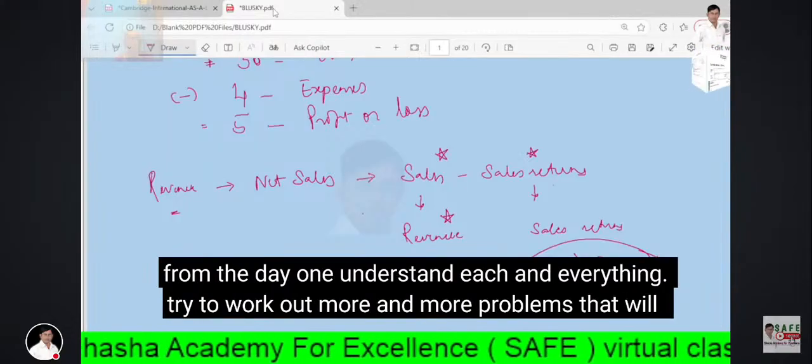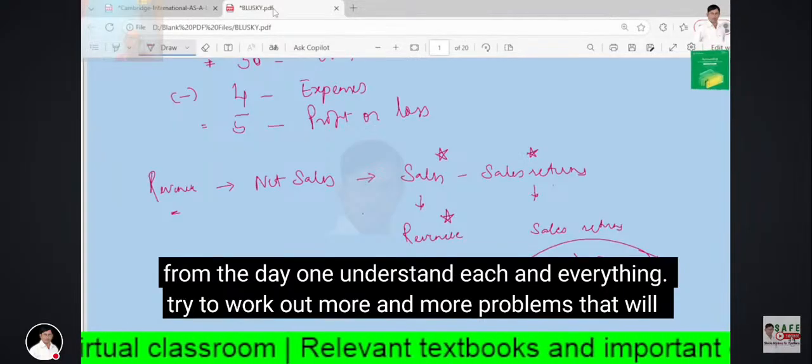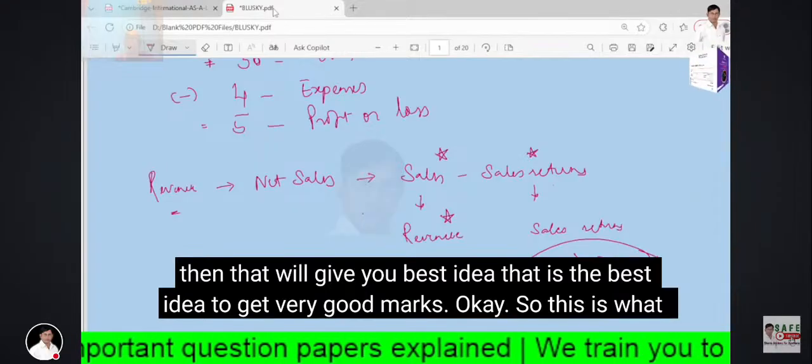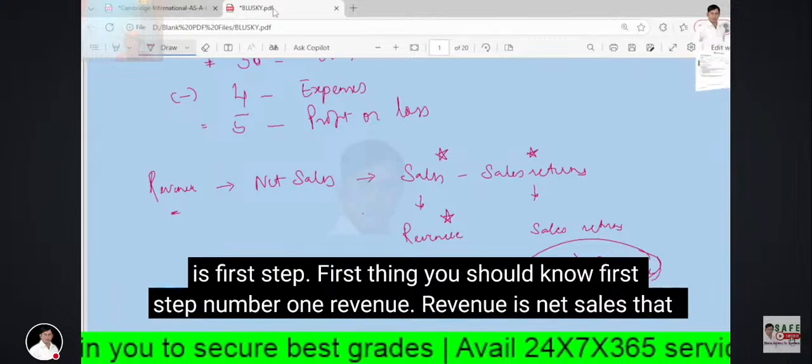From day one, understand each and everything. Try to work out more and more problems. That will give you the best idea. That is the best way to get very good marks. So this is the first step. This is the first thing you should know.